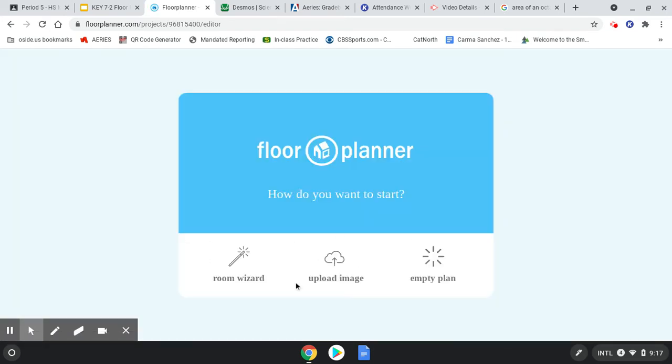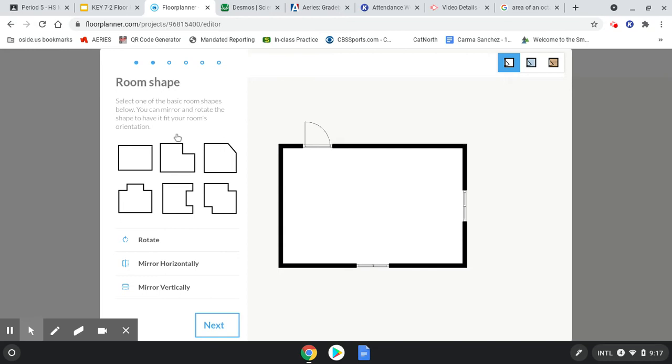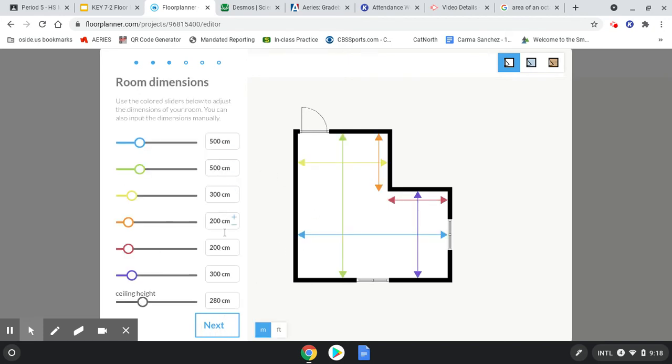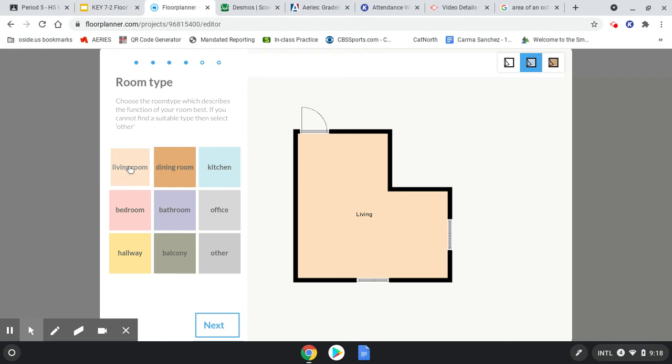Now, some students find this little floor planner website super fun. There's a room wizard that you can go into, or an empty floor plan where you can add things yourself. I'm going to go to room wizard. You choose your room shape. I don't know, I'll go like that. And notice how it has some things already on here. Here's a door, here's a door. Next. And then we can just keep all these the same. We can make this the living room.